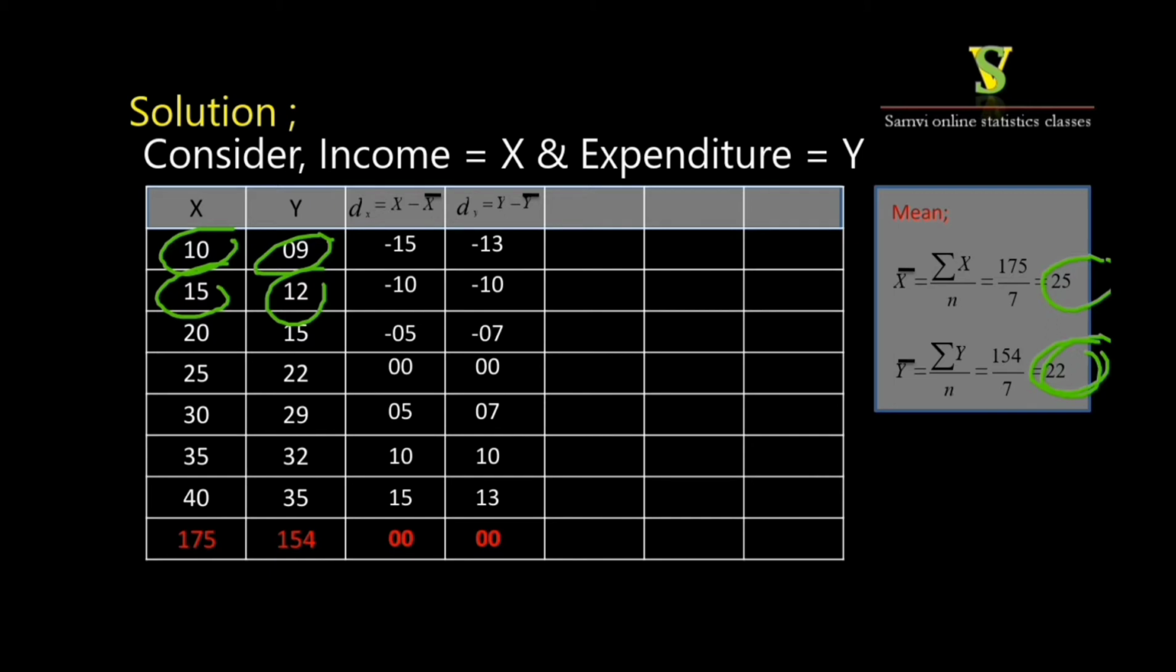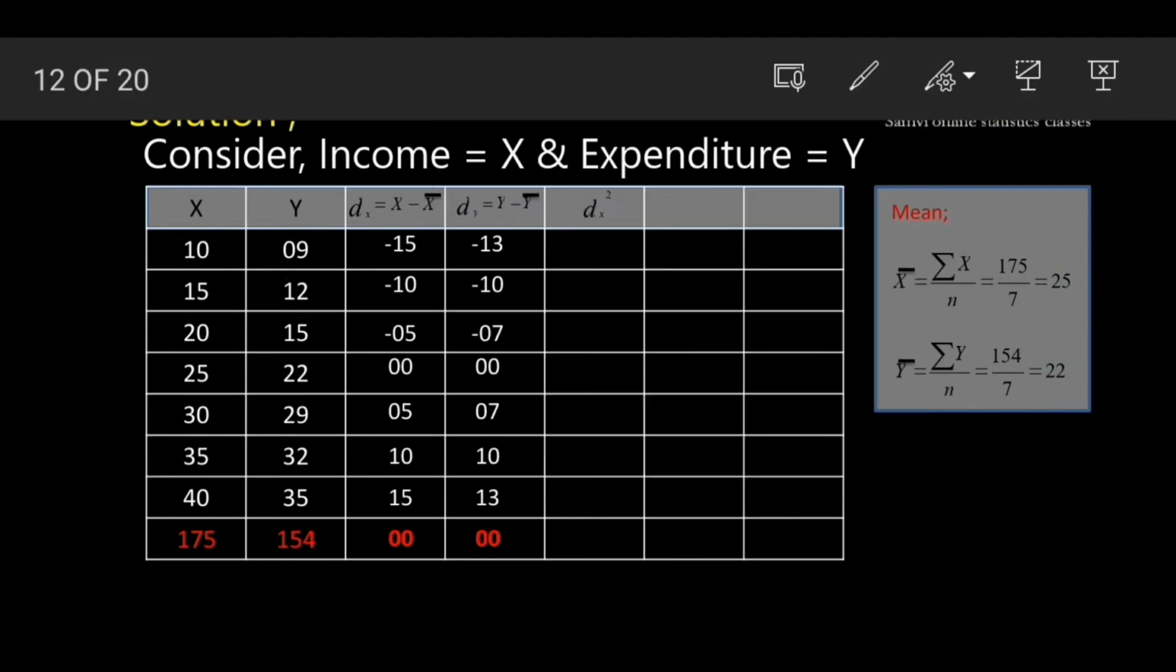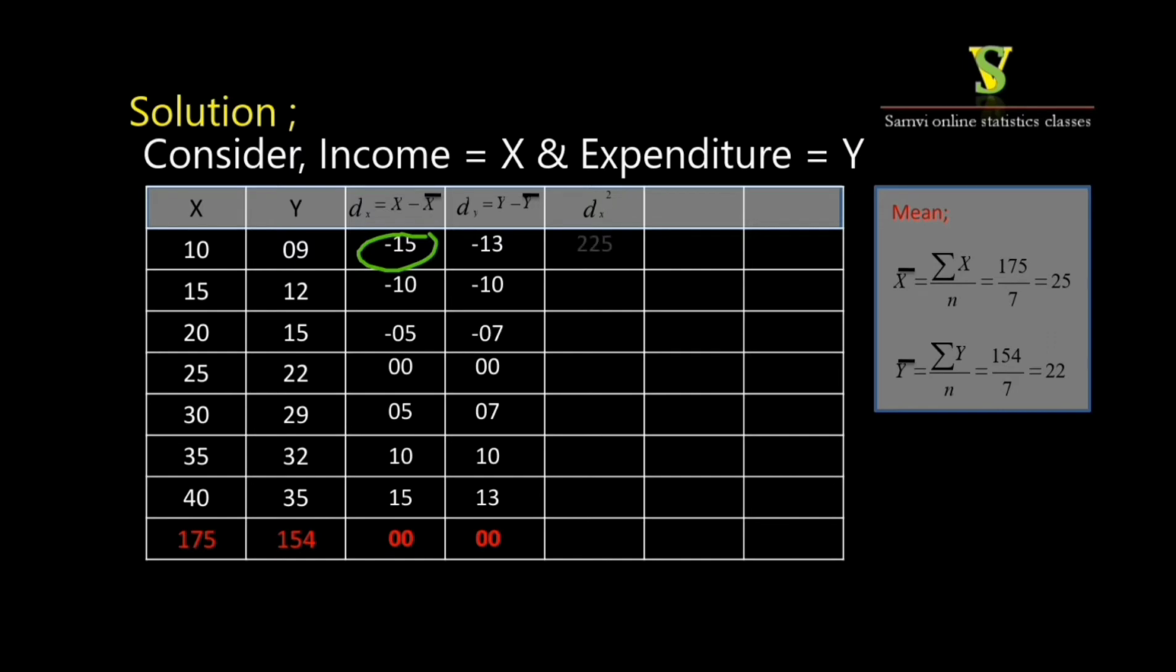Understood? So once you calculated dx and dy, next step is finding what is dx square and dy square. So now you have to calculate what is the dx square. Dx square means, square this dx value, that is minus 15 square. Minus 15 into minus 15, like this. Getting? So take this square. So minus 15 square, I'll get here 225. Next is minus 10 square, we'll get here 100.